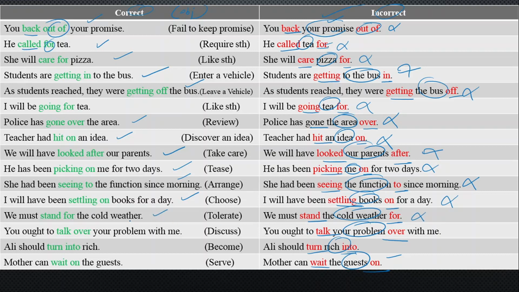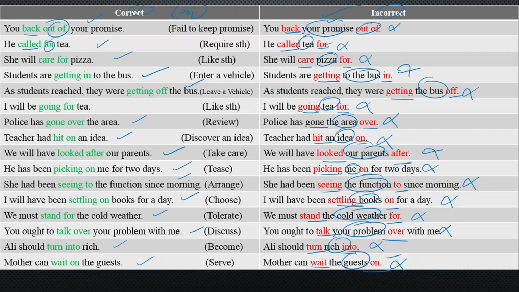You ought to talk over your problem with me. "You ought to talk your problem over with me" is wrong. Ali should turn into rich. "Ali should turn rich into" cannot be separated. Mother can wait on the guests. "Mother can wait the guests on" is wrong. So keep in your mind, these are the verbs which cannot be separated, known as inseparable transitive phrasal verbs or non-separable transitive phrasal verbs.